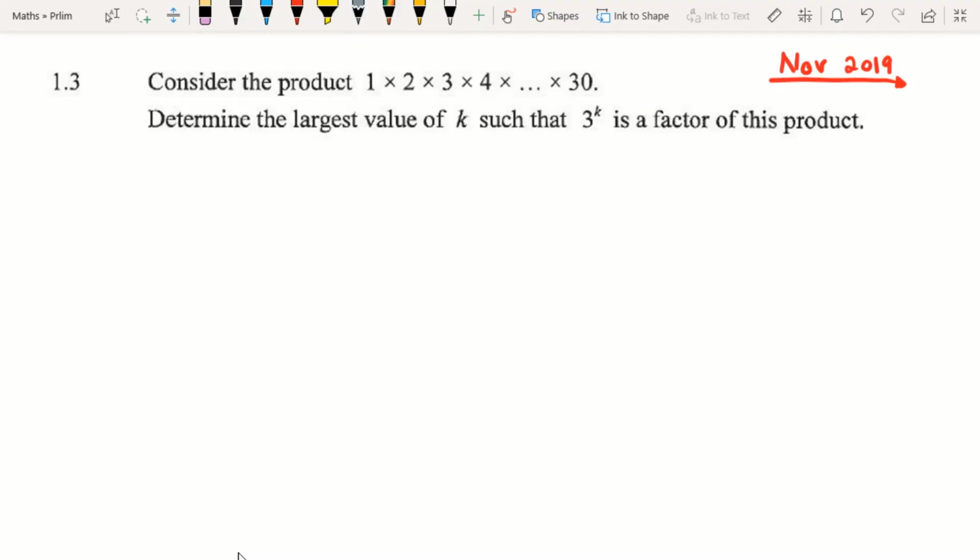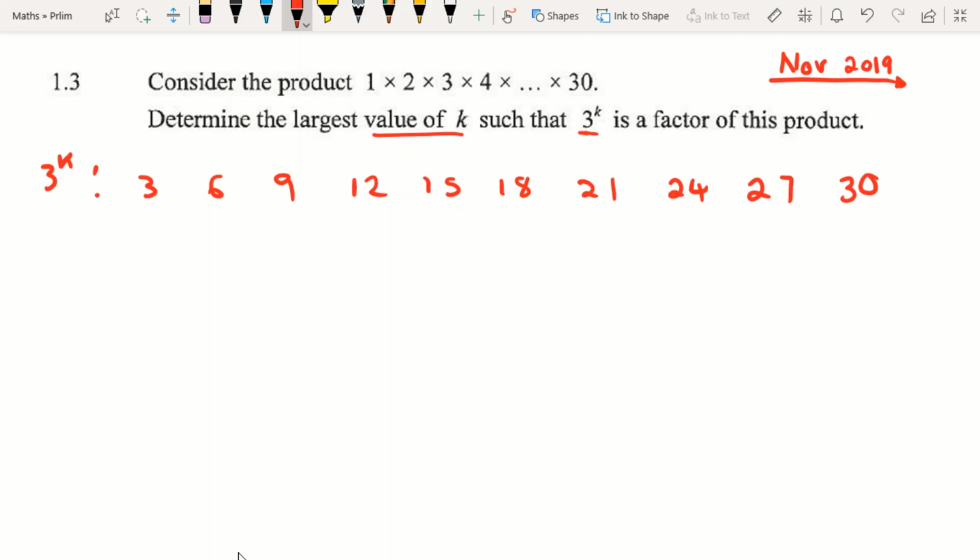Okay, so what we have here is the product that starts from 1 up to 30, and the question says determine the largest value of k such that 3 to the power of k is a factor of this product. So the whole point here is to find the multiples of 3 first that lie within the range of 1 up to 30. So you can write 3, 6, 9, 12, 15, 18, 21, 24, 27, 30. So these are the multiples.